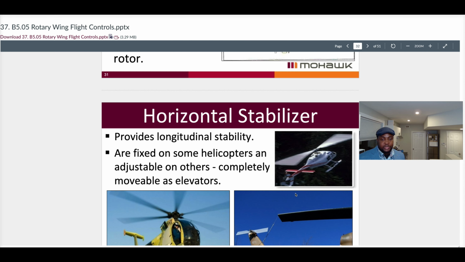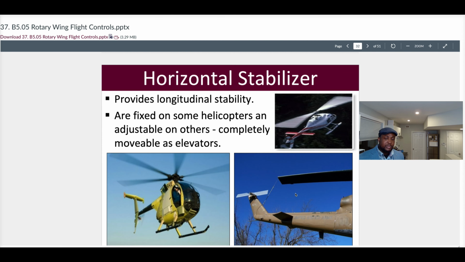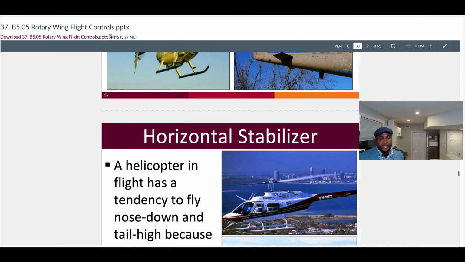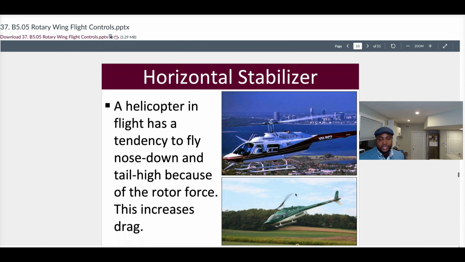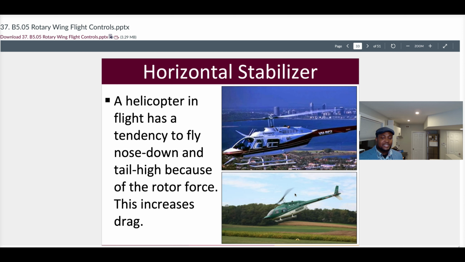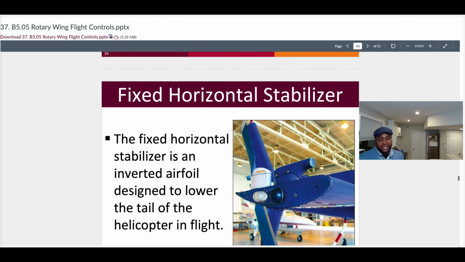Horizontal stabilizer. Horizontal stabilizer provides longitudinal stability. On some helicopters they're fixed. On the ones we discussed before, they were movable to act as trim. A fixed horizontal stabilizer is found on most helicopters and helps to lower the tail in forward flight. A helicopter in flight has a tendency to fly with its nose down as the main rotor tilts forward because of the rotor force, and this increases the amount of drag and reduces the fuel efficiency of the helicopter.